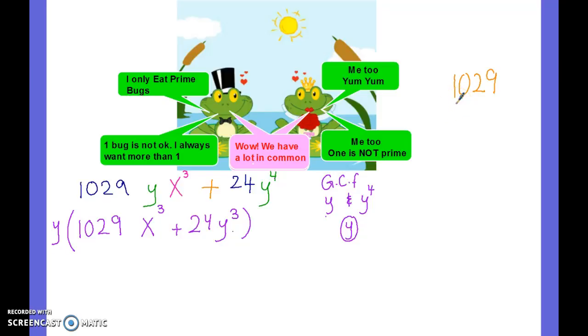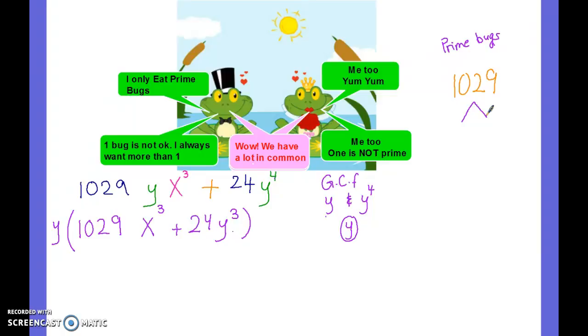I like to use the prime frog strategy that I came up with. So those prime frogs, they only eat prime numbers. So if the number is not prime, the frog will leave it alone. So think of two numbers with a product of 1029.